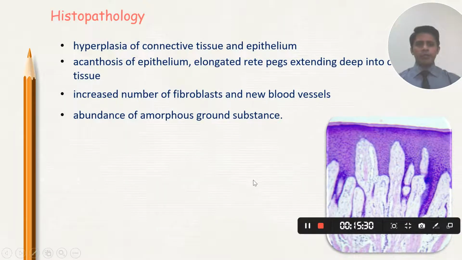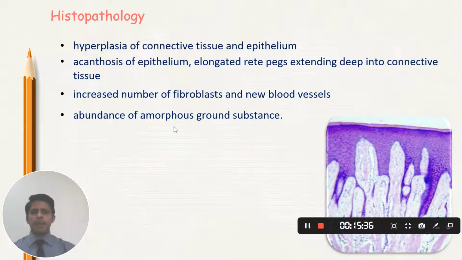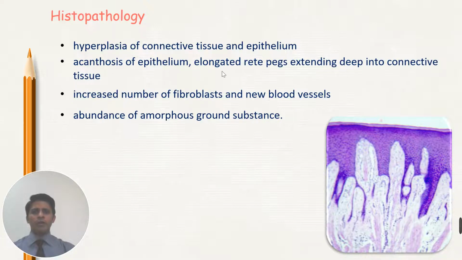The histopathology of drug-induced gingival enlargement: hyperplasia of connective tissue and epithelium is seen. Acanthosis of epithelium, elongated rete pegs extending deep into the connective tissue, increased number of fibroblasts and new blood vessels are seen, and an abundance of amorphous ground substance is also seen. This type of enlargement occurs due to hyperplasia, that is, an increase in the number of cells.